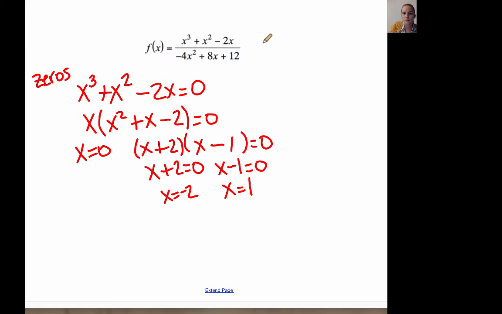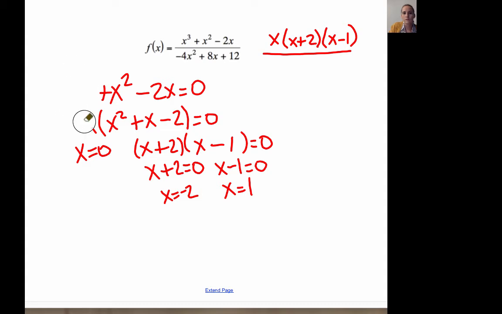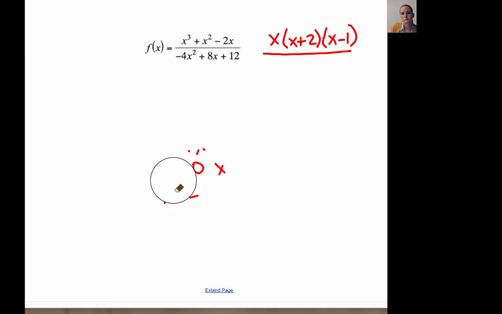I'm going to just write all of this up here. X times x plus 2 times x minus 1. Alright, over. Now before I say that these are officially the zeros, I need to make sure that nothing's canceling in the denominator with it. Okay, so I'm going to erase this work here, make sure that you have it. Erase this work. Okay, and then I need to determine the denominator.